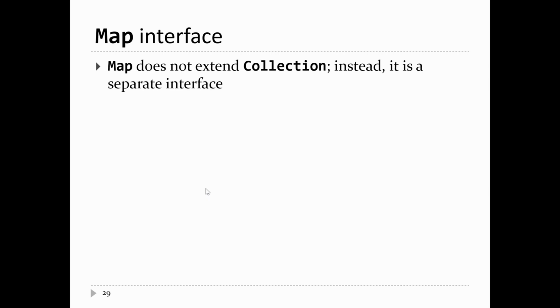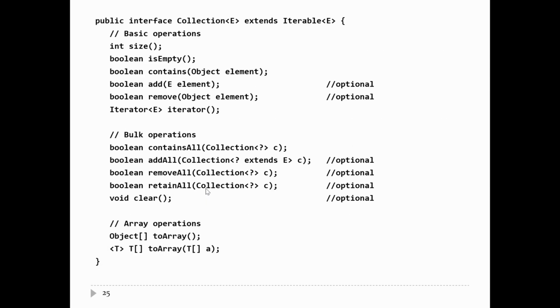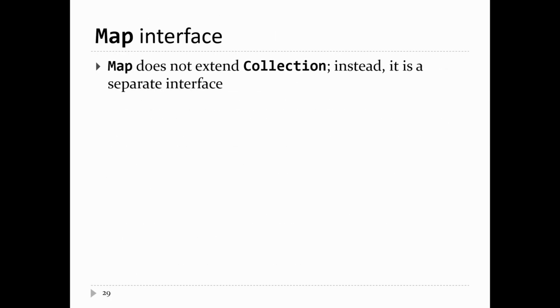And finally, there's map. If you go back and look at collection, you should hopefully realize why map can't also be a collection. A collection is a group of items of a single type. But a map isn't. A map is a group of rows where every row has two types. So there's no way that a map can also be a collection, so it forms its own interface.